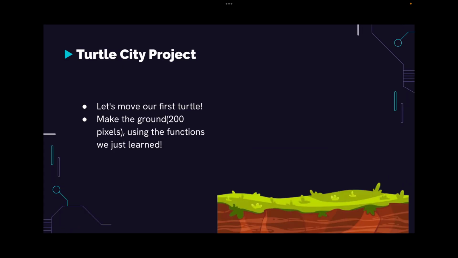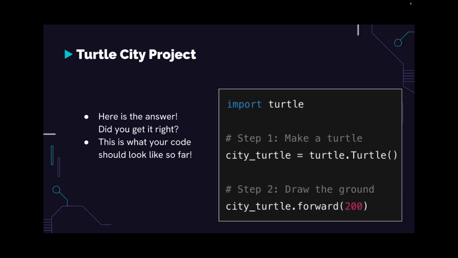So our turtle city project, first we're going to move our turtle, okay? Using the functions that we just learned, make the ground, okay? So that would be 200 pixels wide. And we will start building our city up from there. So here's the answer. This is what your code should look like so far.